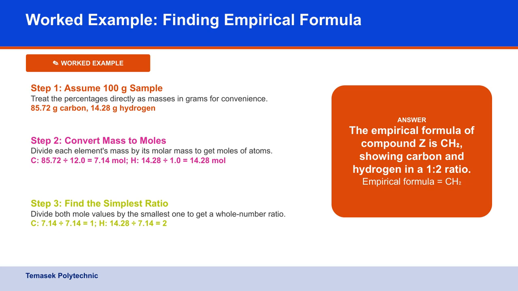Carbon gives exactly 1, and hydrogen gives exactly 2. So the empirical formula is CH2, 1 carbon atom for every 2 hydrogen atoms. This represents the simplest whole number ratio of atoms in the compound, which is the foundation for identifying unknown substances in chemical analysis and quality control in engineering processes and environment.